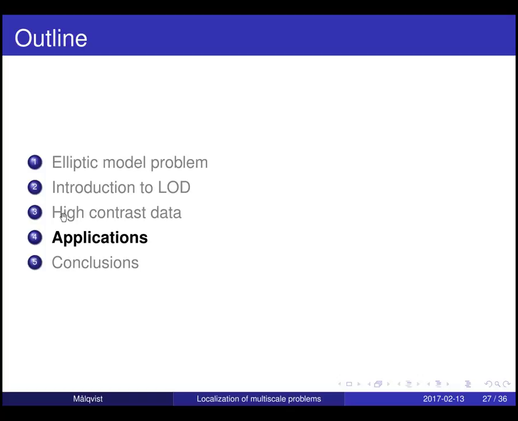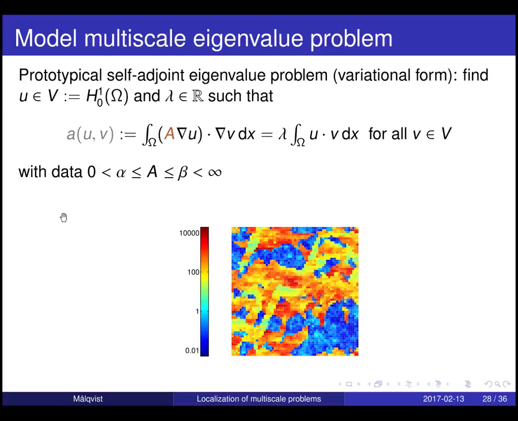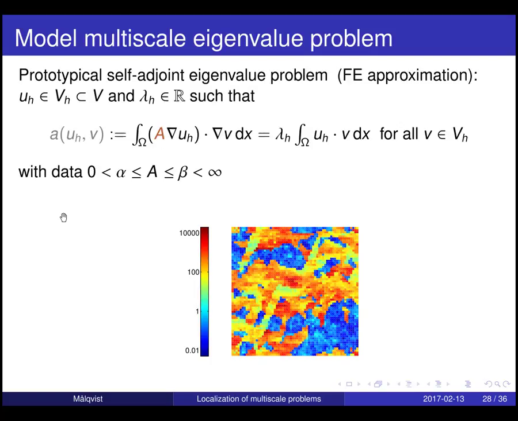Applications then. I will very quickly say something about how to use this basis for eigenvalue problems. So now we have the prototypical self-adjoint eigenvalue problem here with rapidly oscillating data. Okay, weak form, finite element approximation.